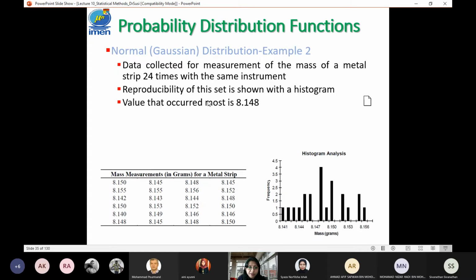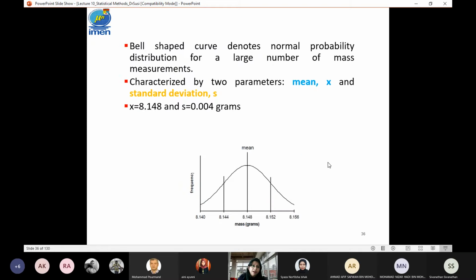So the value that occurred the most, what is it called? Mode. Yes, so the mode is 8.148. It is the highest, the frequency is the highest. Okay, so the bell-shaped curve denotes normal probability.